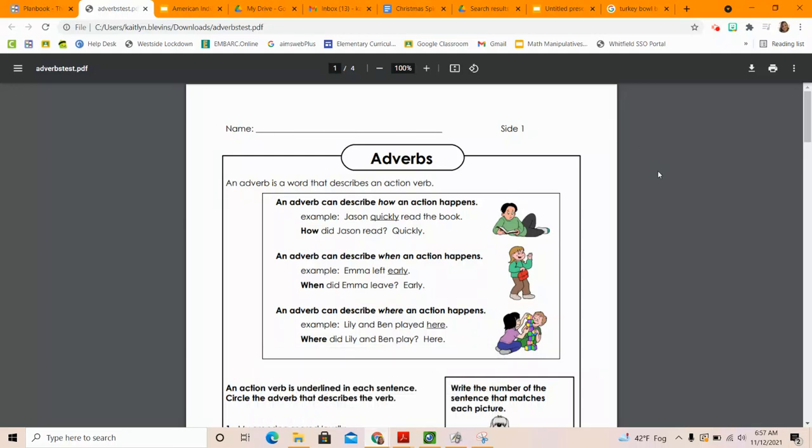This is your adverbs test. So remember, an adverb is a word that describes an action verb. So it describes what someone's doing. So these are some examples.